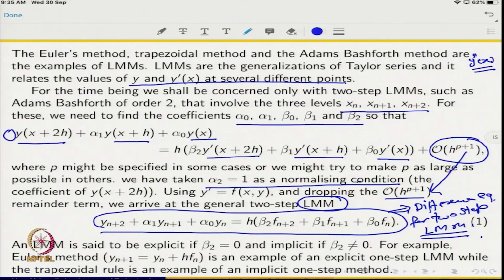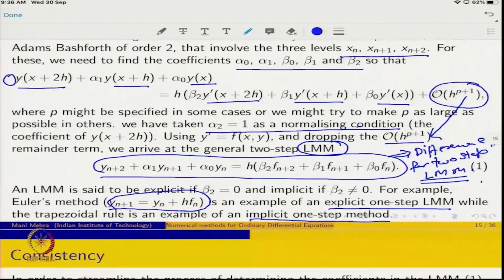If beta 2 is 0, it is explicit; if beta 2 is not 0, it is an implicit linear multi-step method. For example, the Euler method, when we got this difference equation earlier, is an example of an explicit one step linear multi-step method, while the trapezoidal rule is an example of an implicit one step method. Some people call it a method, some people call it a rule, some people call it a formula. These are just synonyms of the same thing.